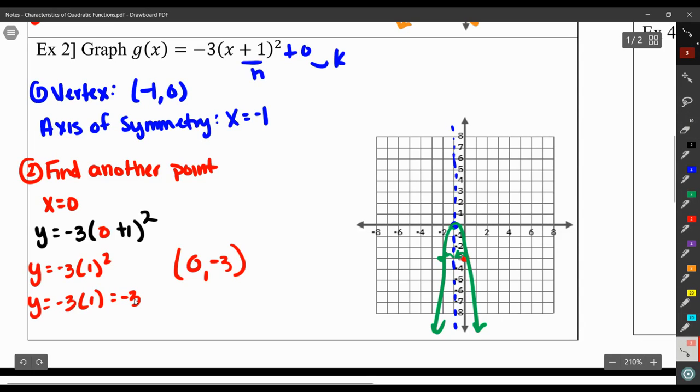Here's your solution for example 2. So the vertex is at -1, 0: -1 from the h on the inside of the square, and then 0 because there isn't anything added or subtracted on the outside. So my k value is 0, which also makes the axis of symmetry x equals -1. Then we're going to find another coordinate. So I chose x equals 0 and substituted x equals 0 into the original equation and got a y value of -3. Then use symmetry to find the third point. 0, -3 was 1 away from the axis of symmetry, so the other coordinate also had to be 1 away. And we know that it should be opening down because the a value again is negative.